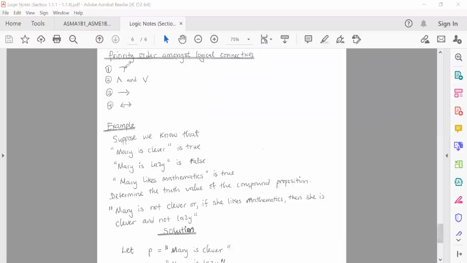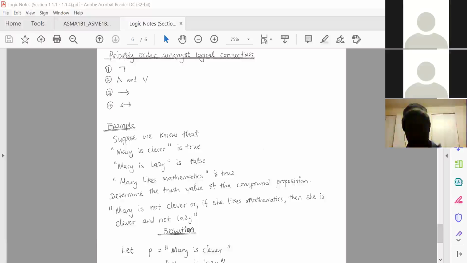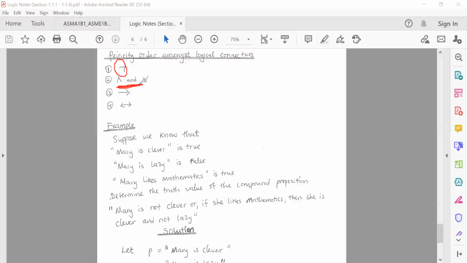The number one priority logical connective is negation. So negation takes precedence over everything else. These two are at the same level: your conjunction and your disjunction, the and and the or, are at the same level, followed by implication, and then the lowest of all of them is the biconditional statement.